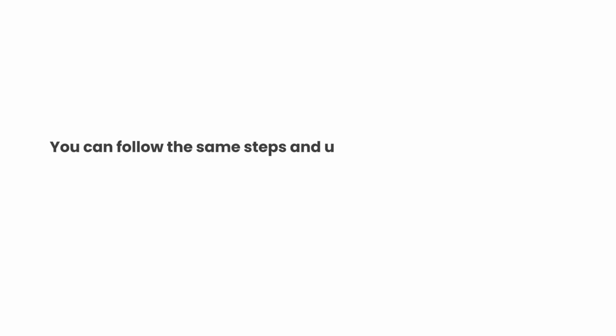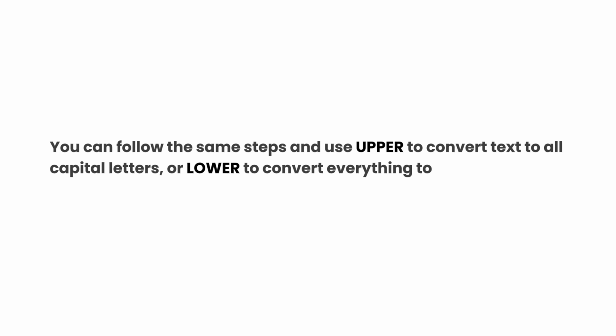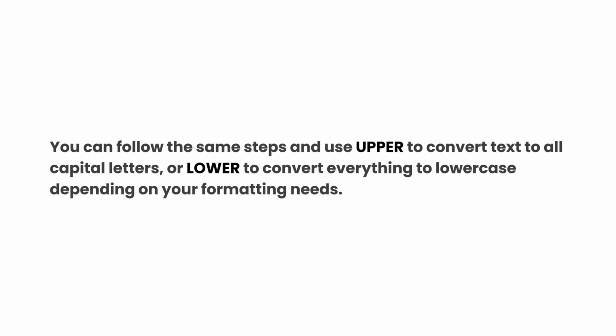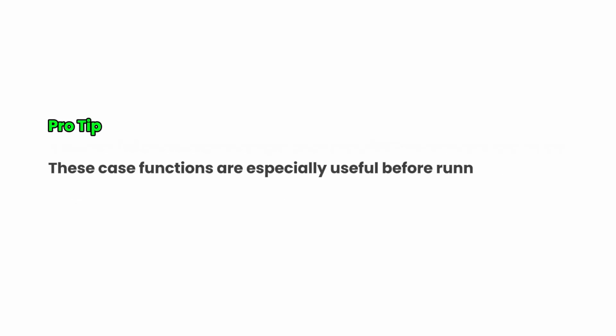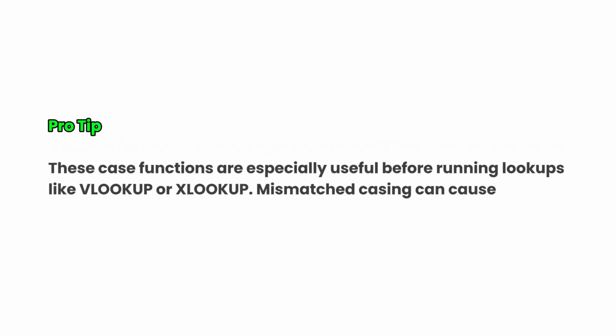You can follow the same steps and use UPPER to convert text to all capital letters or LOWER to convert everything to lowercase, depending on your formatting needs. These case functions are especially useful before running lookups like VLOOKUP or XLOOKUP. Mismatched casing can cause lookup formulas to return errors.